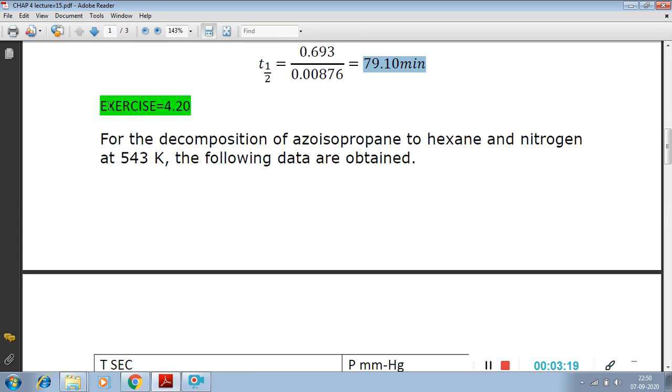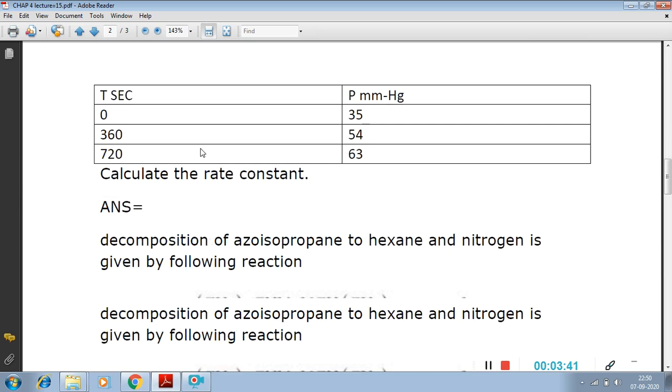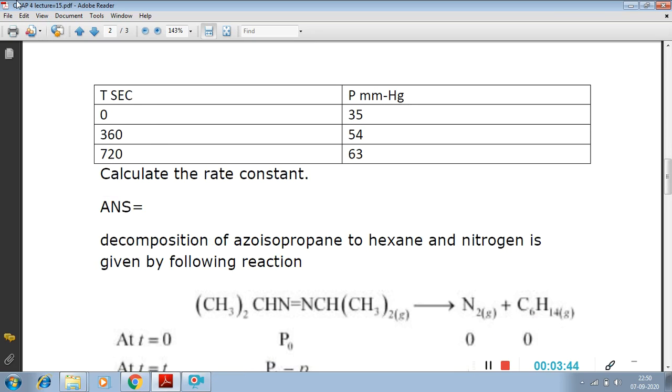Next question, 4.20. The question is like this: for decomposition of azoisopropane to hexane and nitrogen at 543 Kelvin, following data are obtained. Here a table is given to you. Time T is in second and pressure is given to you here. So we have to calculate the rate constant.